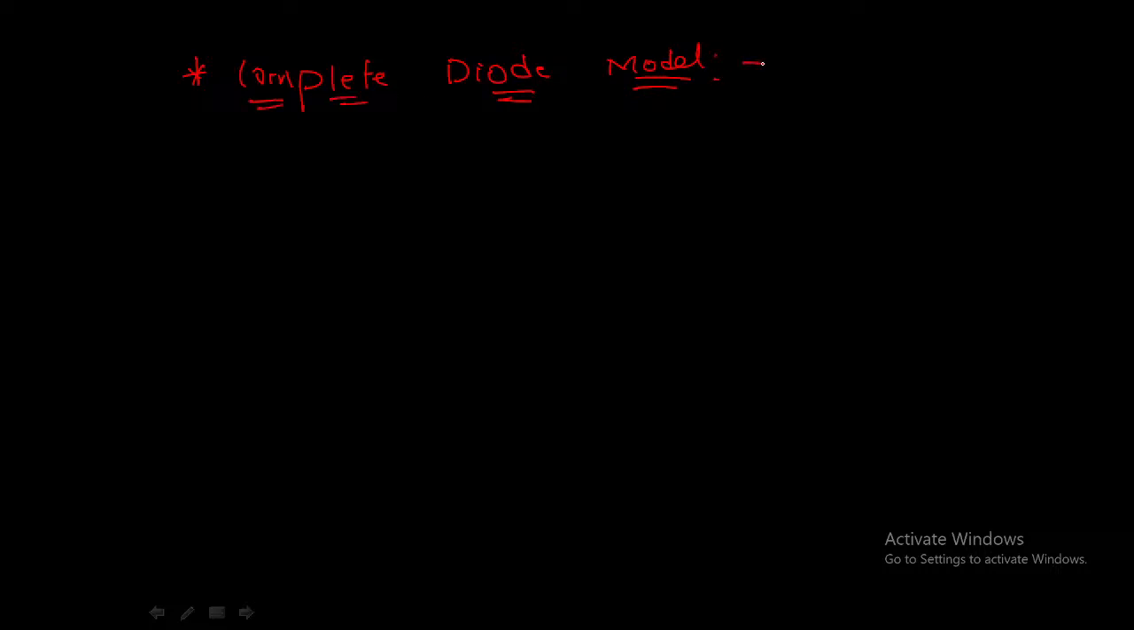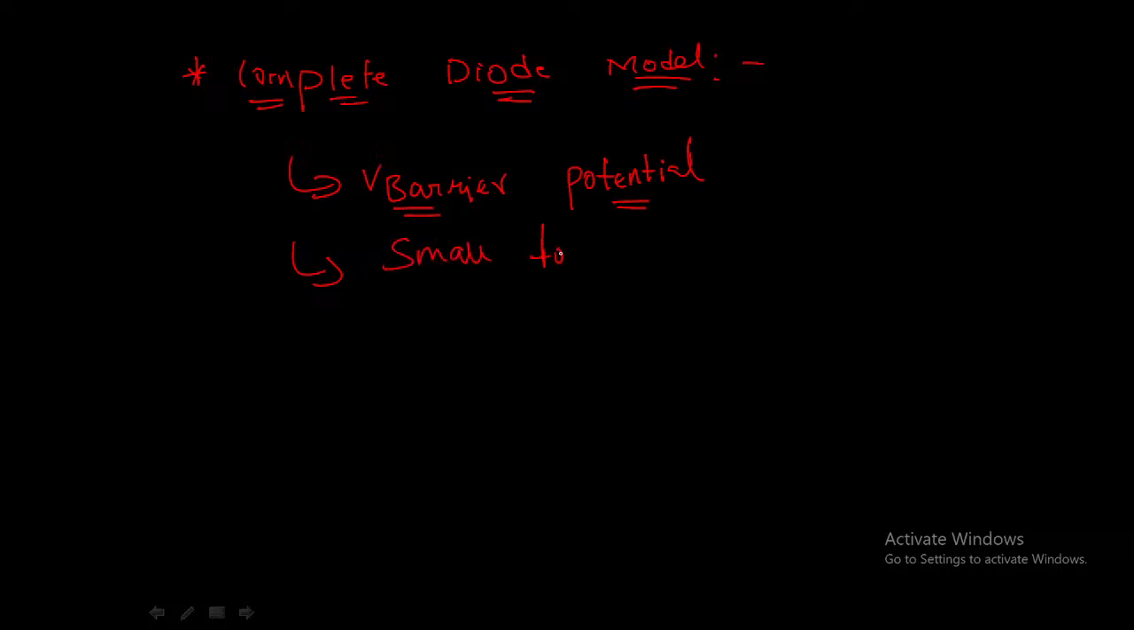Let us see this complete diode model. So in this complete diode model, which is the most accurate approximation, it includes barrier potential and small forward dynamic resistance. So this includes barrier potential. I hope till now you have got what is meant by barrier potential, right? And we have small forward dynamic resistance. This also we have discussed in our previous session, so if you haven't watched them, please go back and revisit them. So we have discussed what is meant by dynamic resistance also.